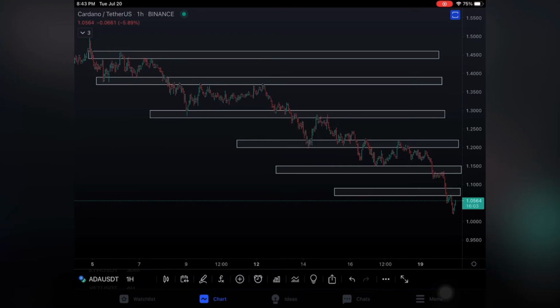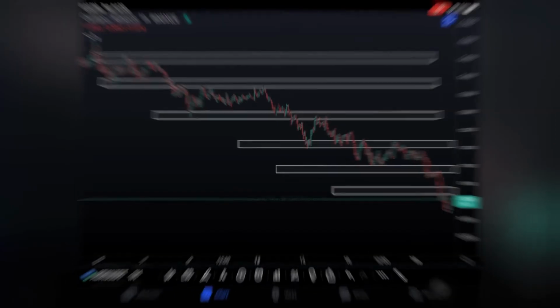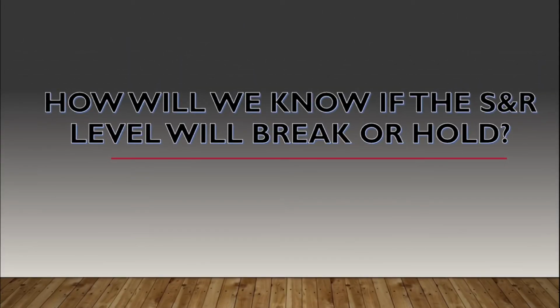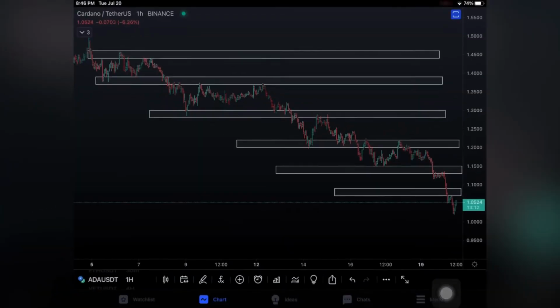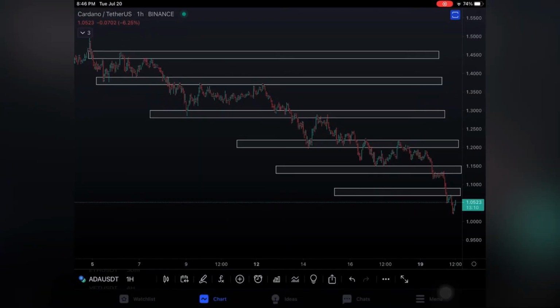Okay? Now, how would we know if this support and resistance level will break or hold its position? One of the things to consider is the strength of the support and resistance area.